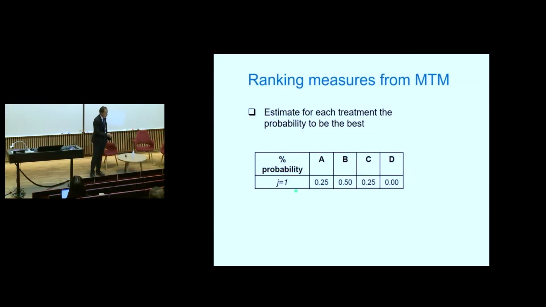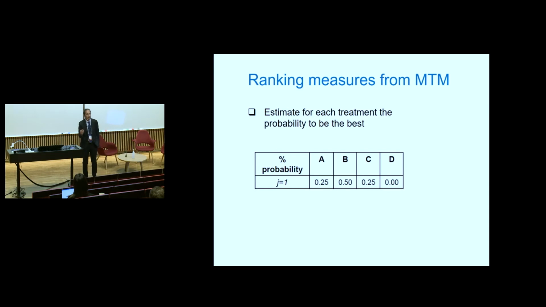And in this table, the probability to be the first, in this example, we have only 4 options for simplicity. So 4 treatments, A, B, C, D. And I tell you that the probability for A to be the first is 25%. For B is 50, for C is 25, for D is 0. So can I ask you, the winner is? I would say B. Fantastic.